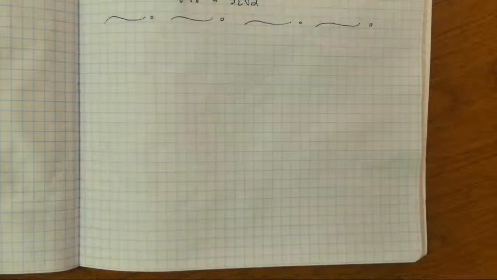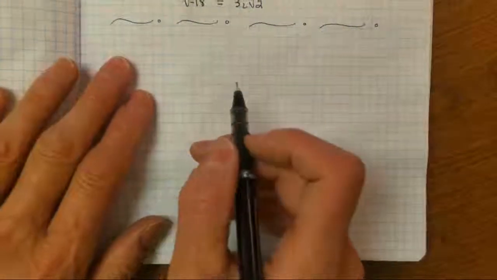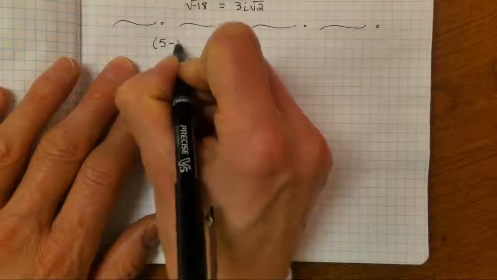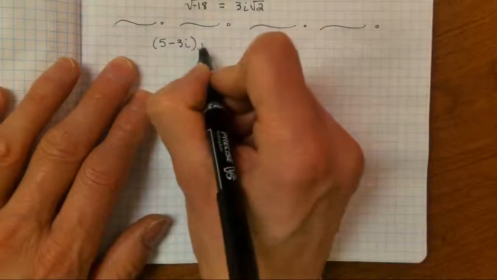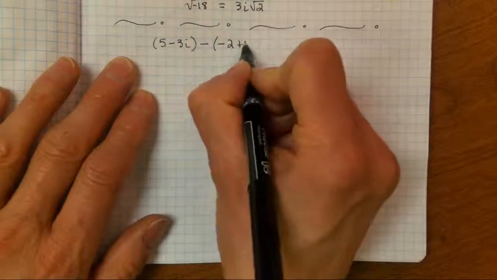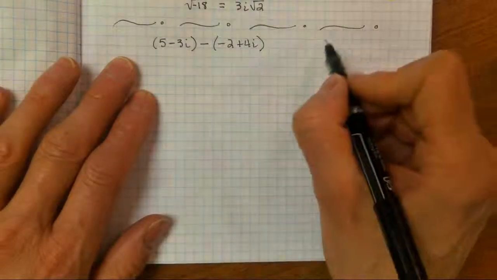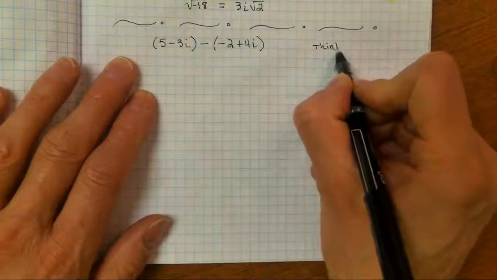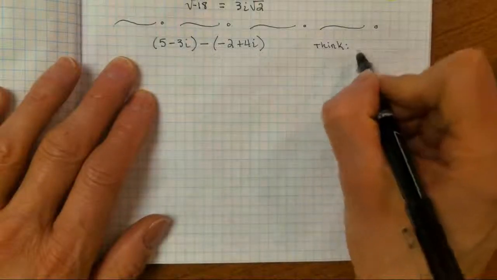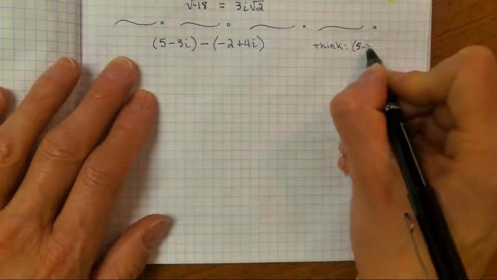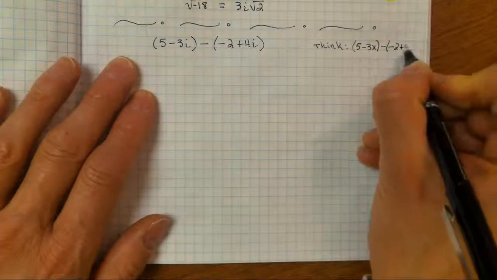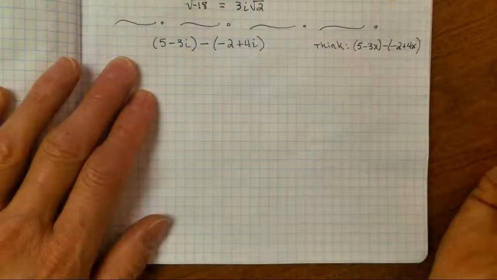Okay, we're going to look at a different type of complex number, and the number we're looking at is 5 minus 3i, and we're going to subtract the quantity negative 2 plus 4i. Okay? So what I want you to think about, we're going to do this a couple ways. This is no different than if I were taking 5 minus 3x minus negative 2 plus 4x.